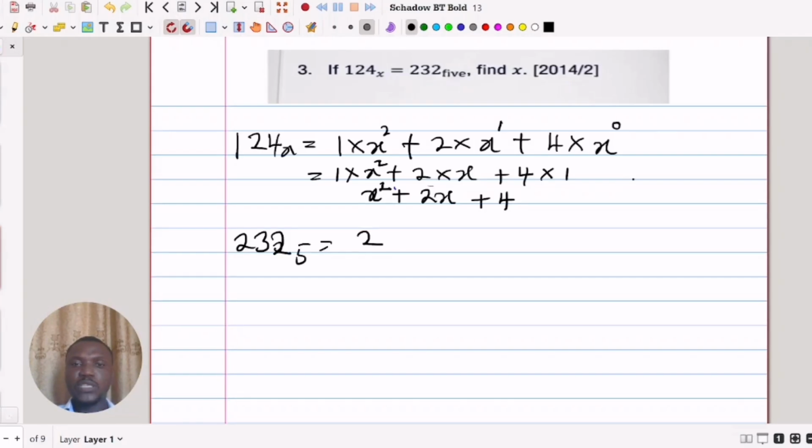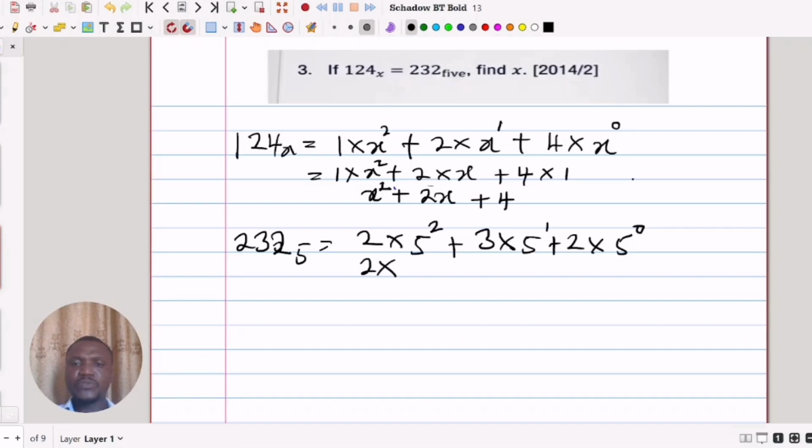So what do you do? Use the number to multiply the base the same way we did it for the first one. So that will be 2 times 5 plus 3 times 5 plus 2 times 5. After that, start with 0, 1, 2. So this will be 2 times 5 raised to power 2. That will be 25, which is 5 times 5. 3 times 5 raised to power 1, that will be 5, plus 2 times 5 raised to power 0. 5 raised to power 0 is 1.